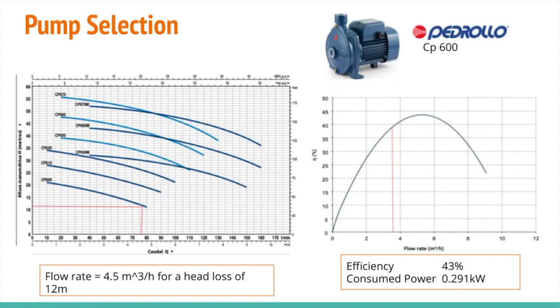Pump selection is a key part of the project. Here we have two graphs given by Pedrollo, and the model is CP600. We choose this model because we know our needs from results, and this model performs the highest efficiency.